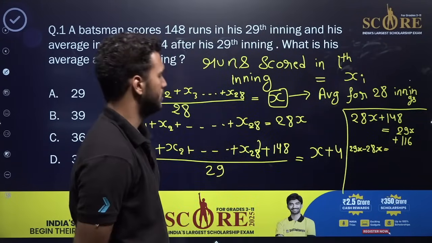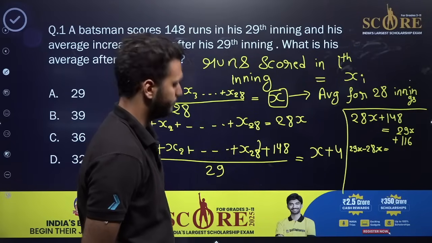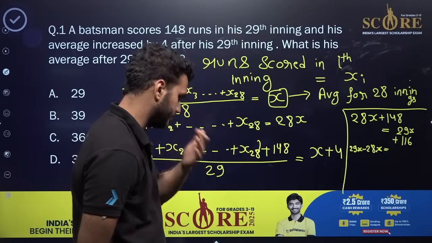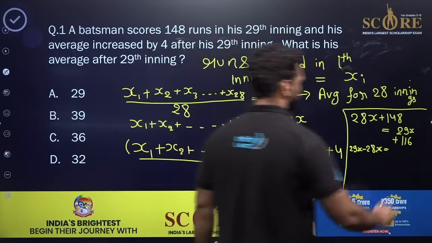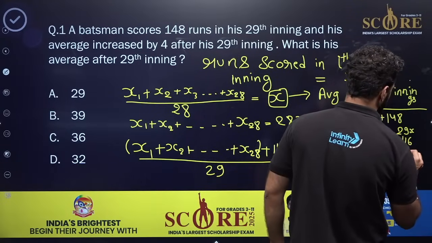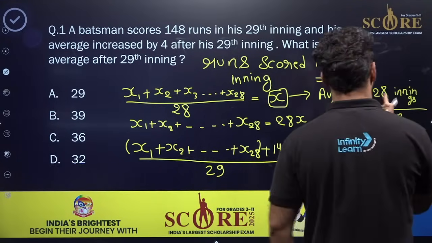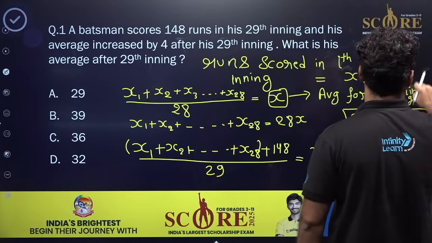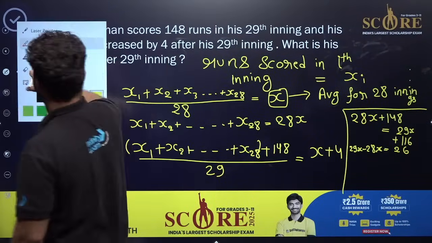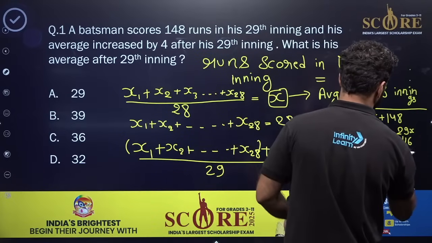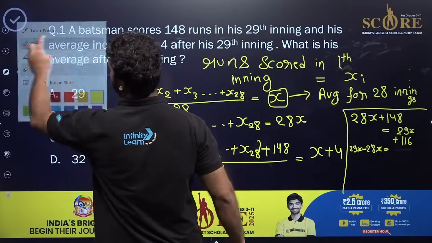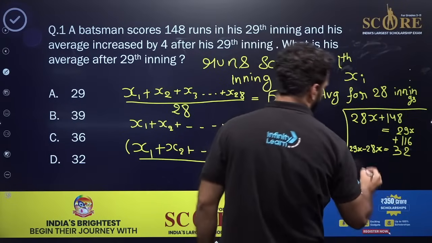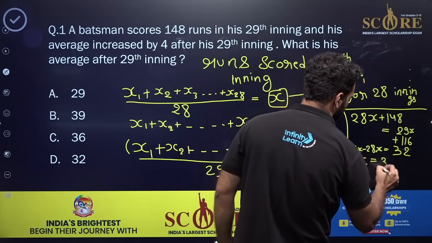How much will I get? Sorry, no, I will not get that. 1 2 3 4, yeah, 36 or 32. Yeah, I will get 32 here. Okay. Now what will I get? X is equal to 32.